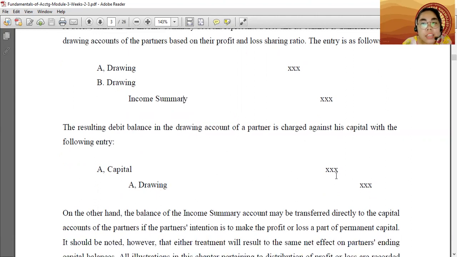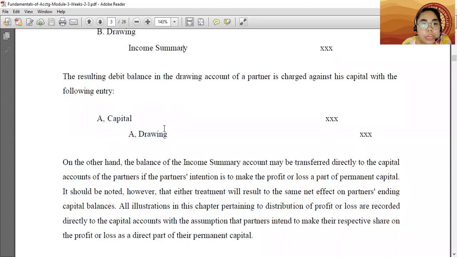But then this is a long process, class. If you want to make your life easier, you directly increase or decrease your capital account, depending on whether the partnership incurred a loss or a gain. If it is a gain, you close your income summary: you debit income summary, then you credit the capital of the partners. Otherwise, your entry would be you credit income summary and you debit the capital accounts of the partners, and that would be a loss. Okay?